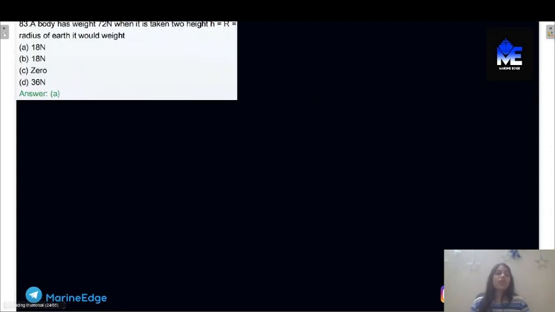Now, moving on. If a body has a weight of 72 newtons, when it is taken to a height h equal to r, the radius of earth, what would be its weight? So its initial weight here is 72 newtons, right? Now, how do we calculate gravity when the radius increases? We have this formula, right? We'll take gravity at height h, which will be equal to GM upon (r plus h) the whole square, correct?